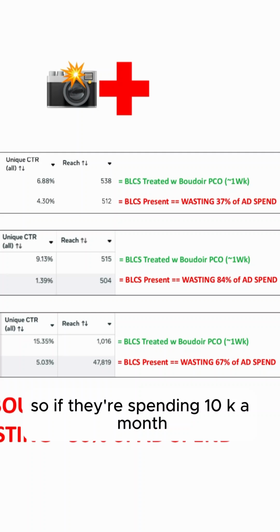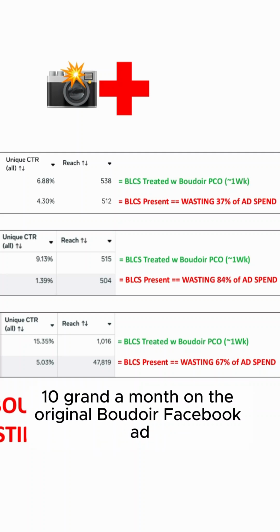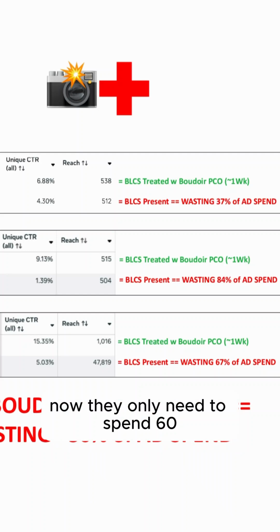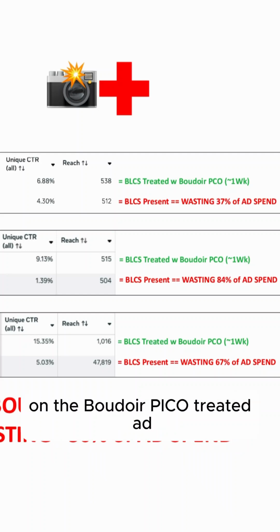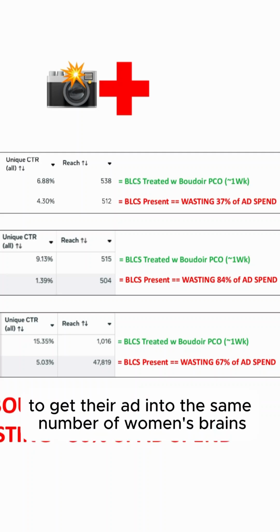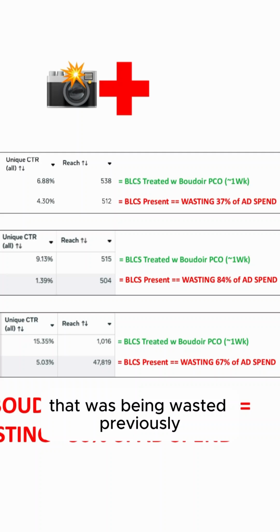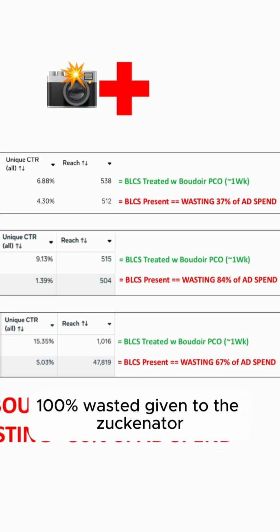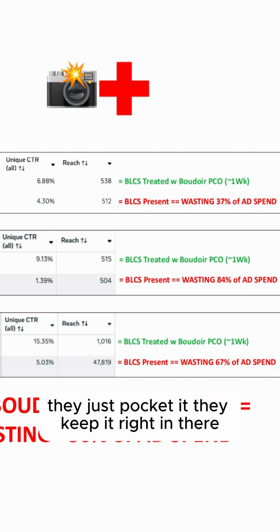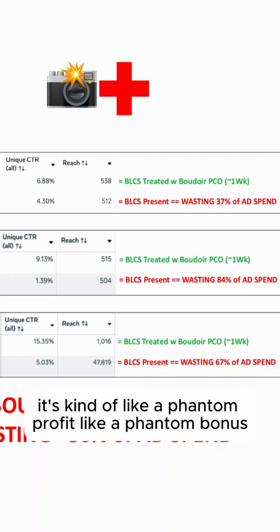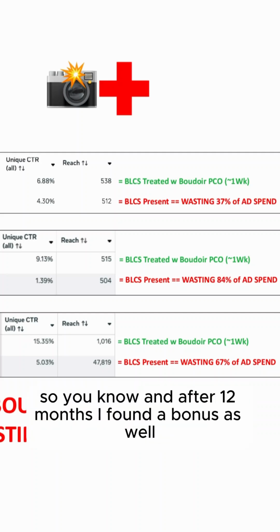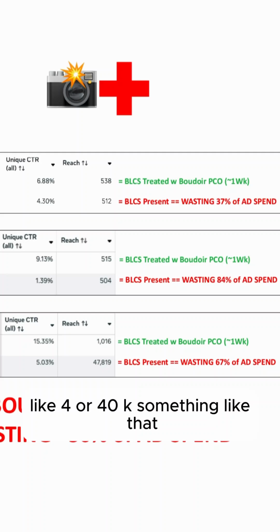So if they're spending 10K a month, 10 grand a month, on the original Boudoir Facebook ad, now they only need to spend $6,300 a month on the Boudoir Pico treated ad to get their ad into the same number of women's brains. Way more efficient. And that $3,700 a month they no longer have to spend was being wasted previously, 100% wasted, given to the Zuckinator. They just pocket it. They keep it right in their pocket, don't have to spend it. It's kind of like a phantom profit, like a phantom bonus. And after 12 months, that phantom bonus is what, like 40K, something like that.